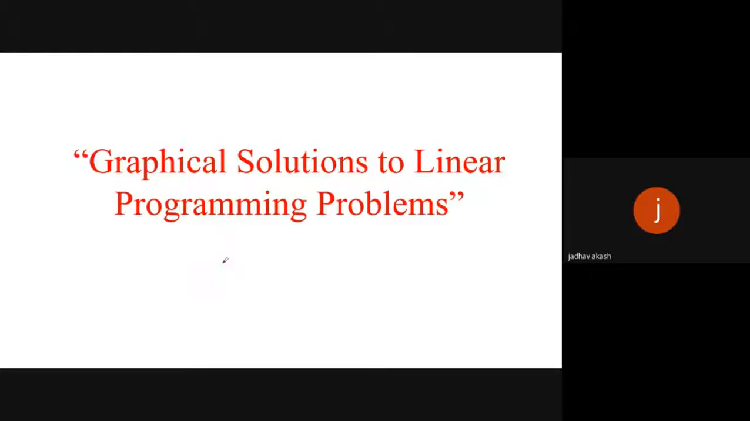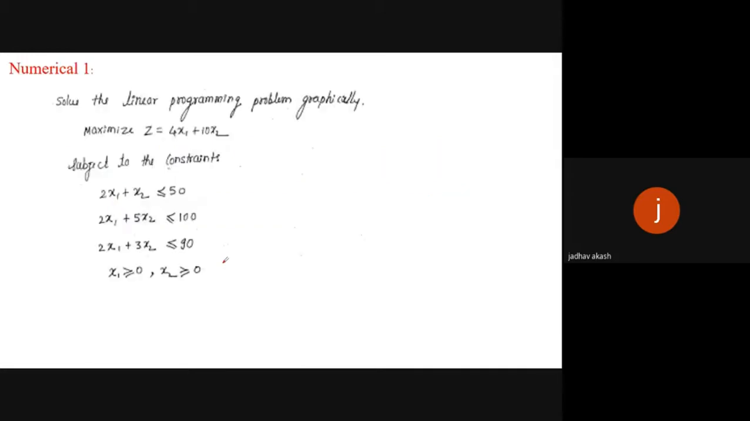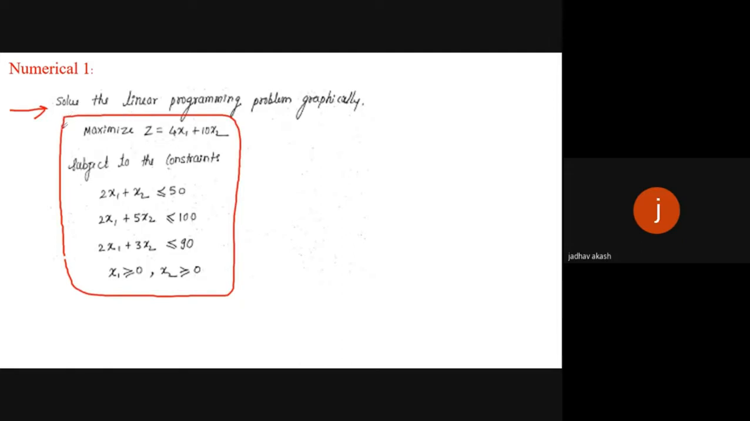For today's lecture, we are going to go for graphical solutions to linear programming problems. So directly we are going to go with a numerical. Statement goes like this. Solve the linear programming problem graphically. And now this is the structure of a linear programming problem. So actually this particular numerical is a combination of three things.